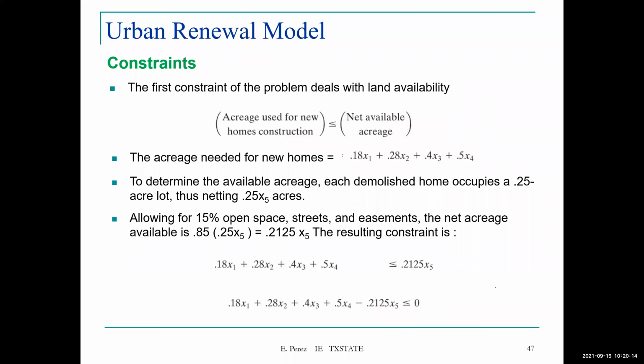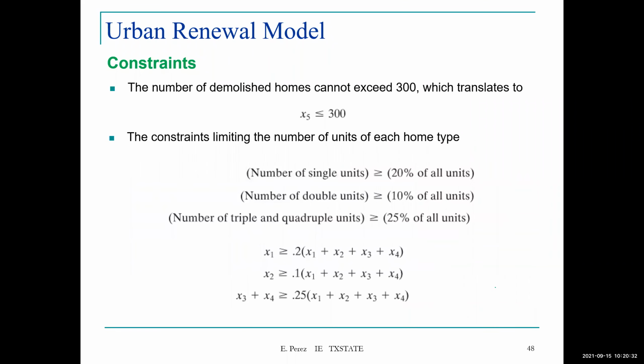So you can reorganize this constraint. You can move this to the left side and make it less than or equal to 0, or you can just keep it like this, up to you. Typically we want to have the decision variables all on the left side of the problem. The number of demolished homes cannot exceed 300, which can translate into x5 less than or equal to 300.